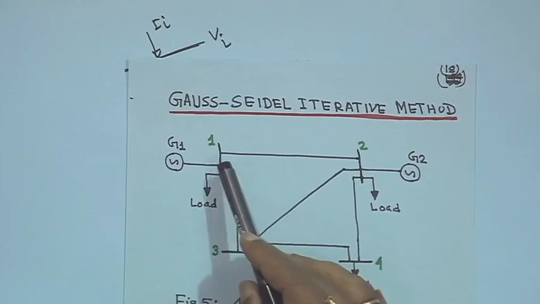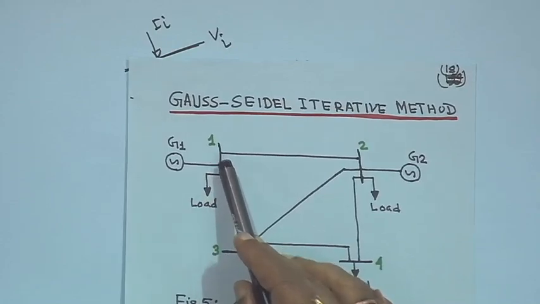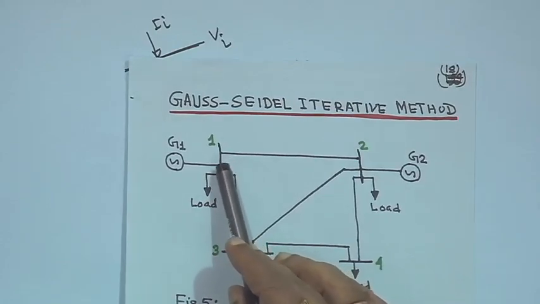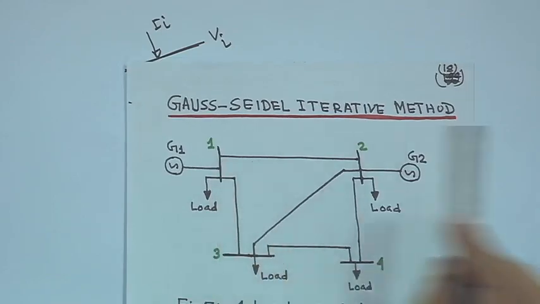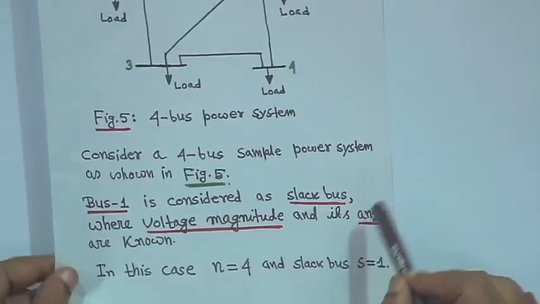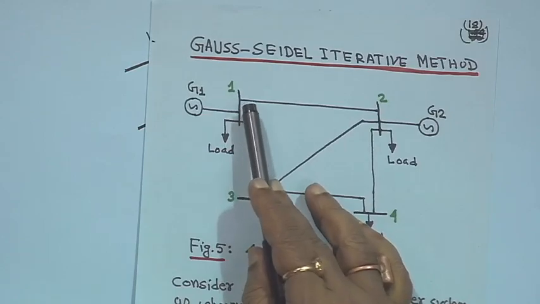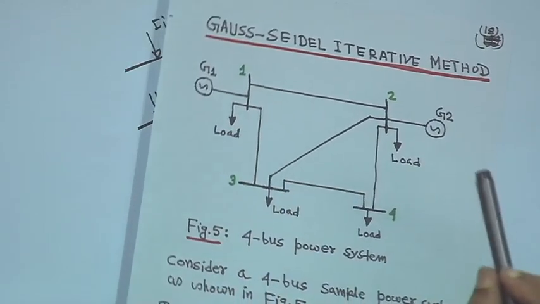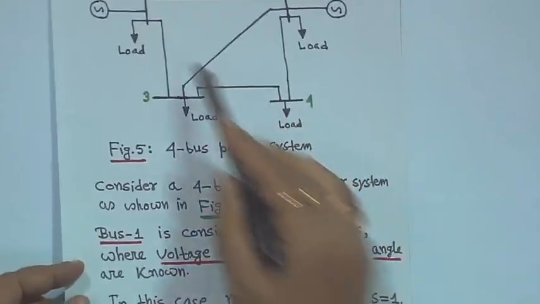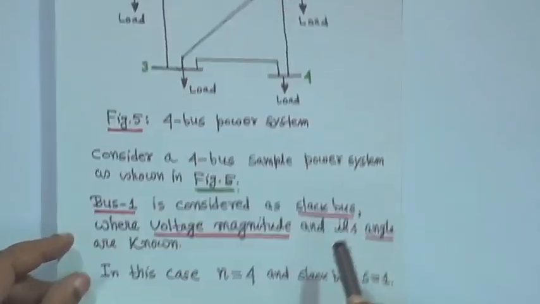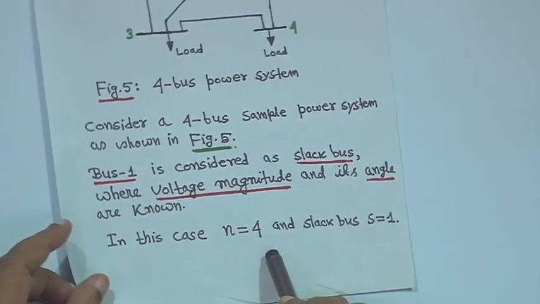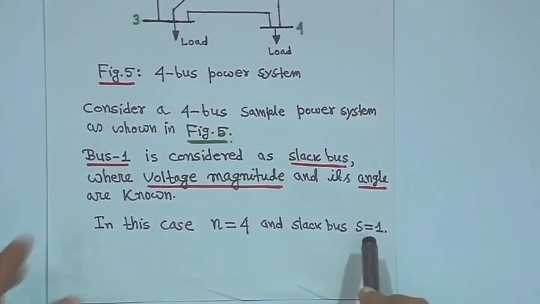This bus 1 you consider as a slack bus. So, S is equal to 1, where S stands for slack bus. That means here the bus voltage magnitude and its angle are known. In this case there is a 4 bus problem, so n is equal to 4 and the slack bus we define as S is equal to 1.